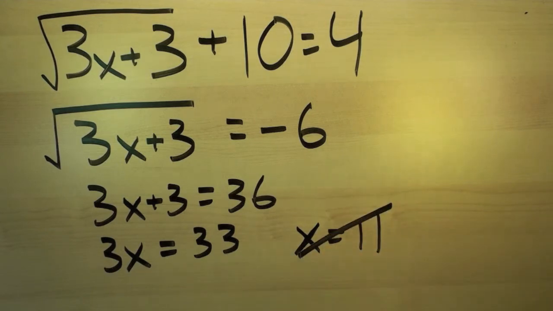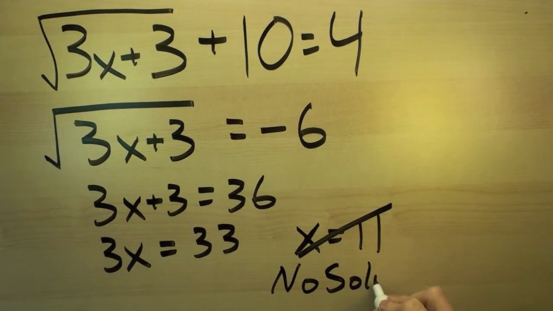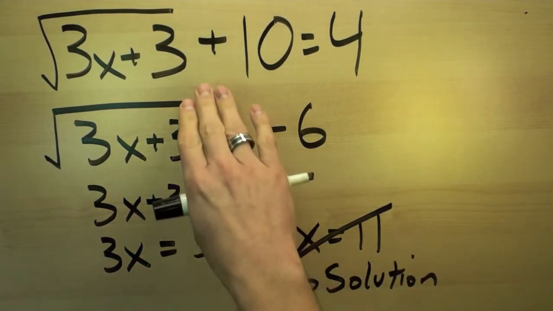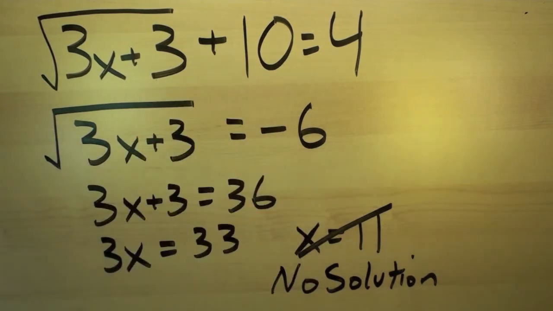So we cross that out. In fact, since that was our only possibility, we get no solution. There is no solution that makes this equation true, not in the real numbers, which is what we're restricting ourselves to at the moment.